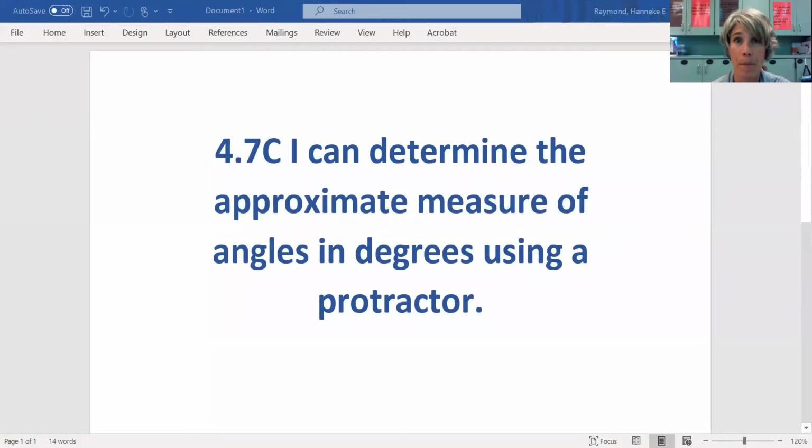And this week, we're going to be looking at a lot of angles. We are going to be determining the approximate measure of angles in degrees using a protractor. Now you say, what is a protractor? If you haven't ever seen one before, this is such a fun little tool. You're going to love it. Let's first watch a math video that kind of shows us what a protractor is and how to use it.